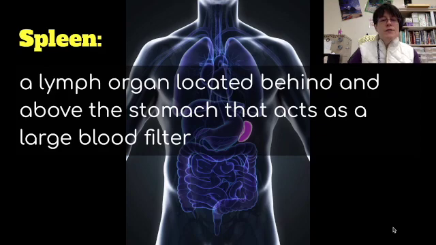Part of the lymphatic system, too, is the spleen. And the spleen is this pinkish organ that's highlighted back here. It's a lymph organ located behind and above the stomach that acts as a large blood filter. So when the lymph fluid goes through, the spleen filters out those invaders. It also filters out old red blood cells and recycles them. So it's actually a very important organ, although you can live without your spleen, but it does have important tasks in the lymph system and also in the immune system.